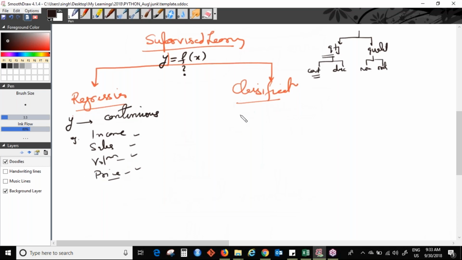Now classification is where your y is nominal. For example, yes or no. The bank example that I gave you is a classification case, because the output can only be yes or no, or 1 or 0. That is a classification.